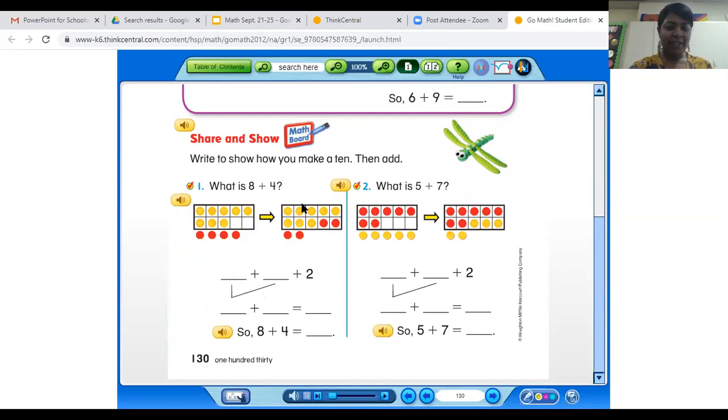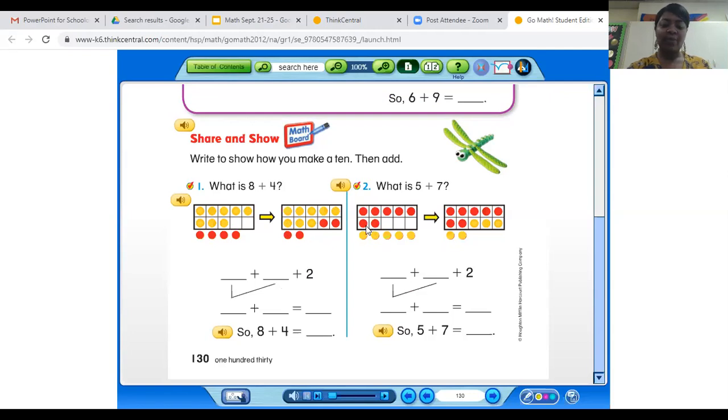What did I do first to get a 10? I had 8 plus 2 plus 2. So I had 8 yellow plus 2 red plus my 2 that are right here. I'm going to add these two together. What's 8 plus 2? It's 10. 10 plus 2 is equal to 12. So I know that 8 plus 4 is equal to 12.